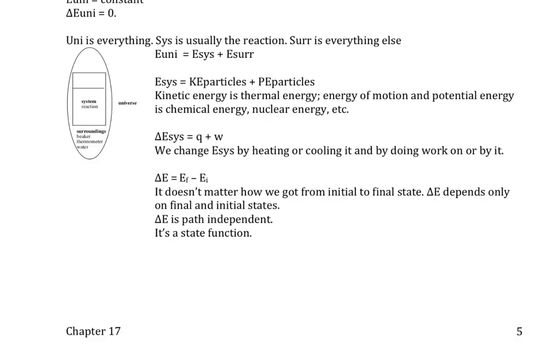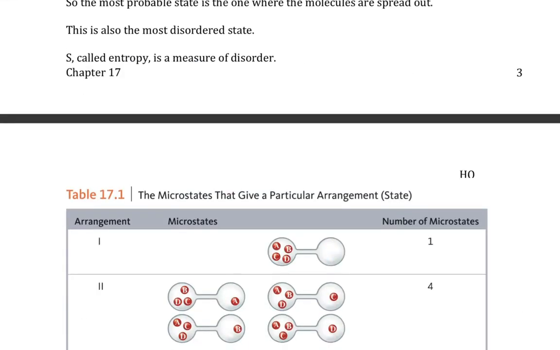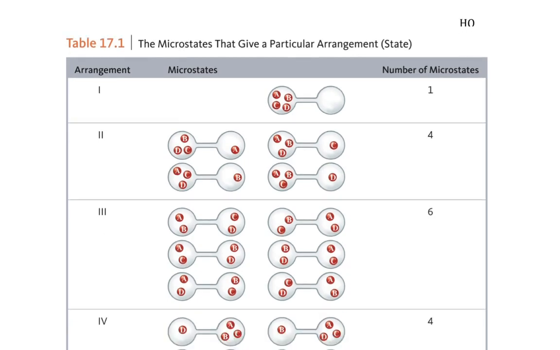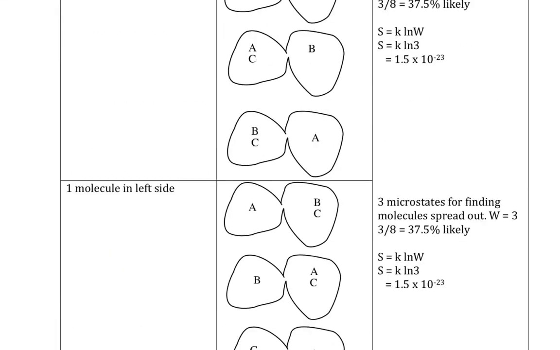Okay, so now we will go to the situation where we have 4 molecules, A, B, C, and D. Now, why don't you stop this video and run through coming up with all the different possible microstates and number of microstates and what W would be for each one. When you're done with that, then come back.